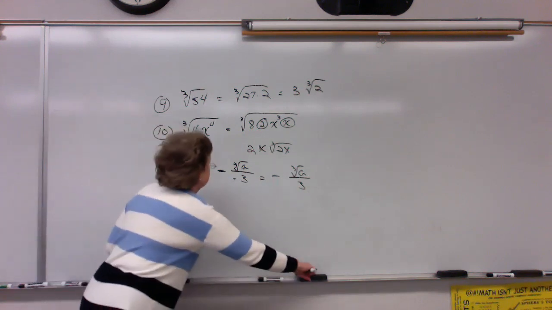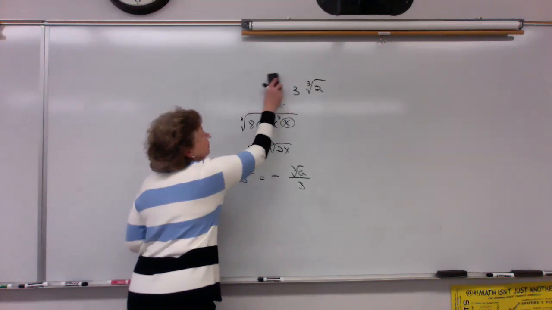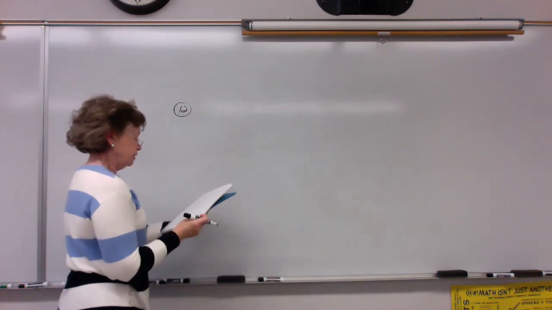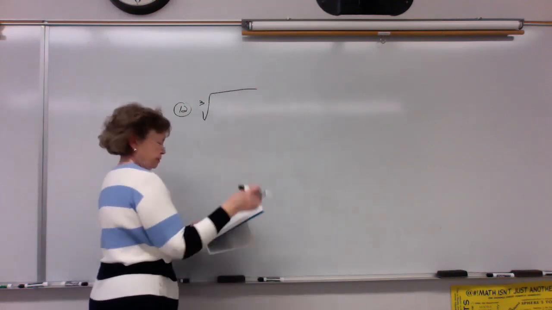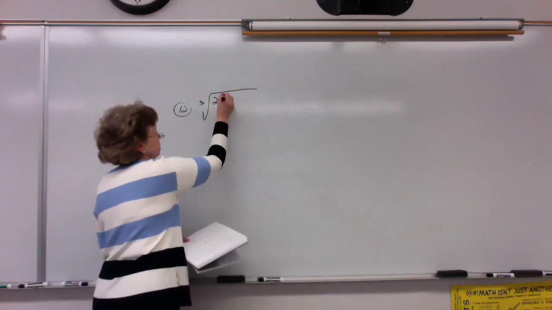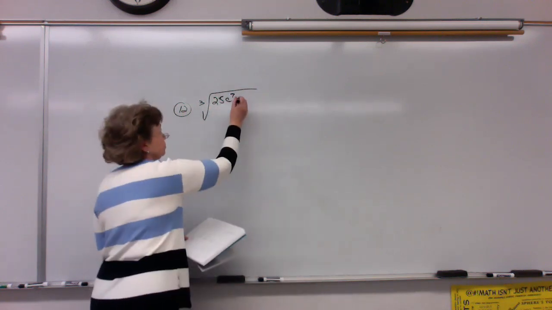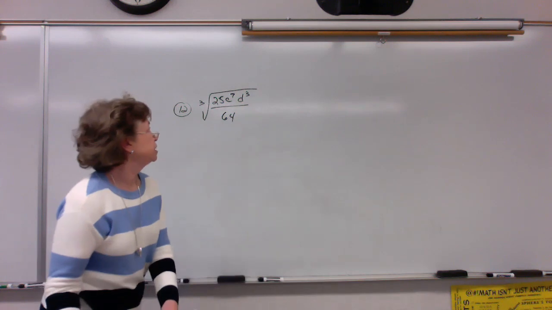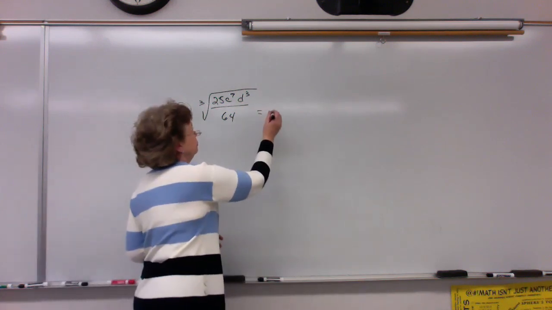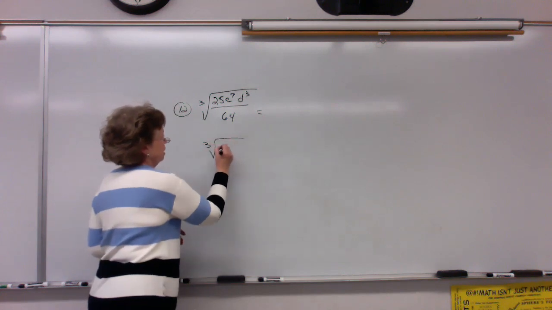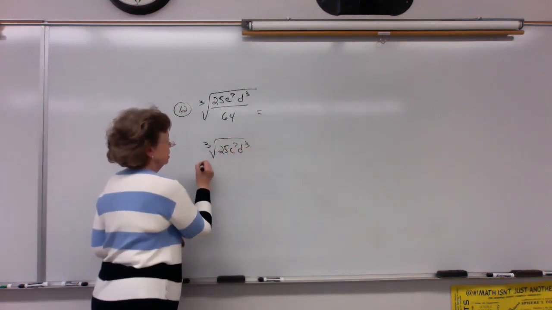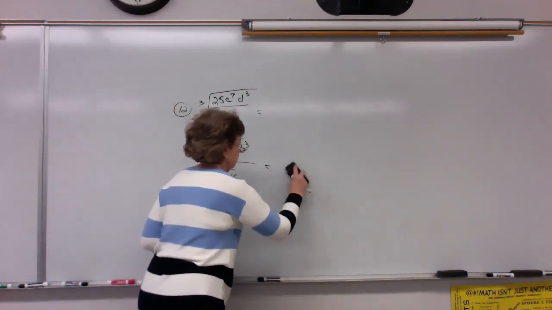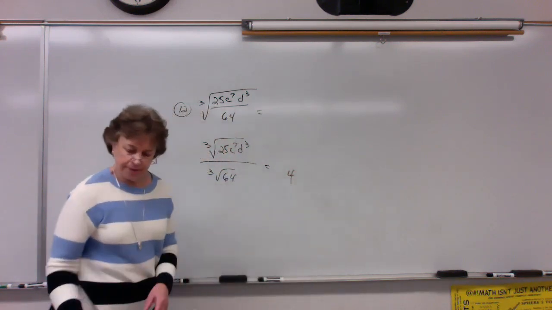And the last one for that monitoring progress was number 12. It looked like the cube root of the numerator 25, c to the 7th, d cubed, all over 64. Well, the first thing to do is pull it apart. So we have the cube root of 25c to the 7th d cubed divided by the cube root of 64. That denominator is just, oops, not 8, it's 4, and that's good.